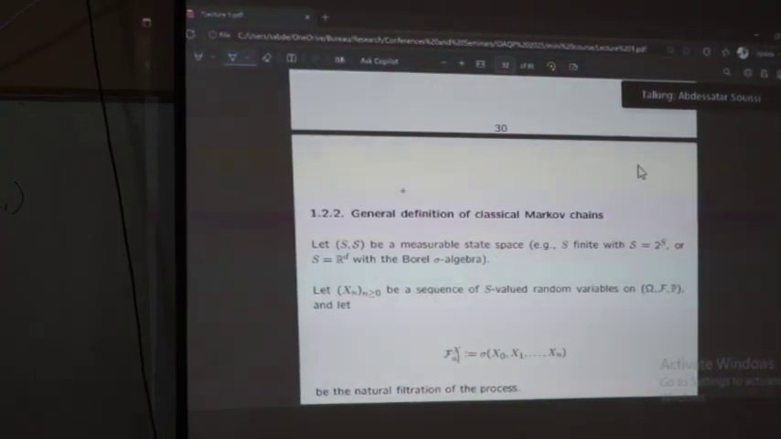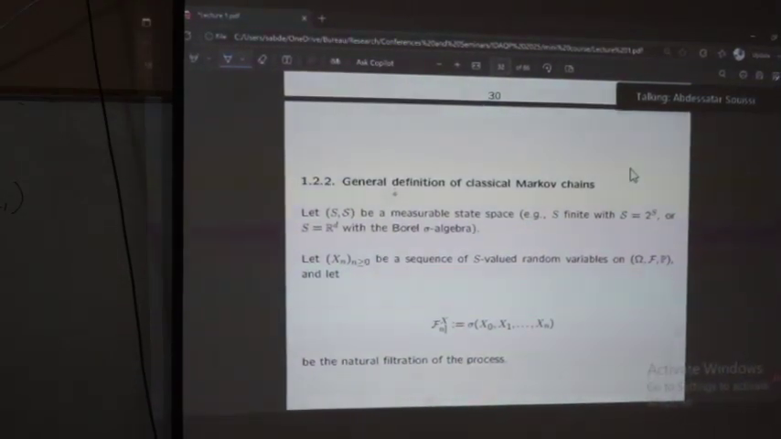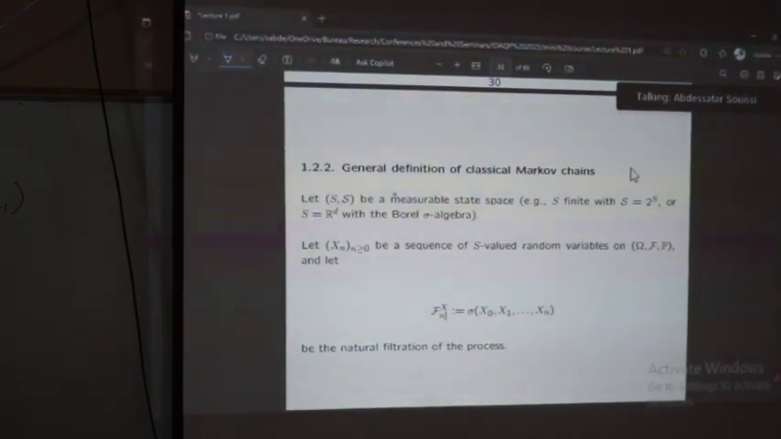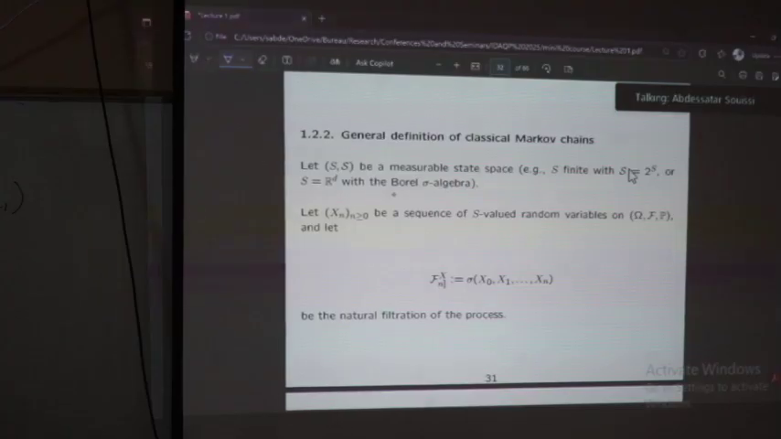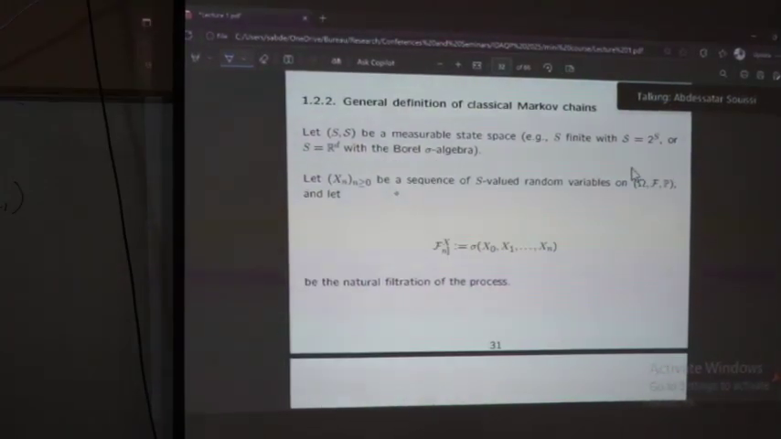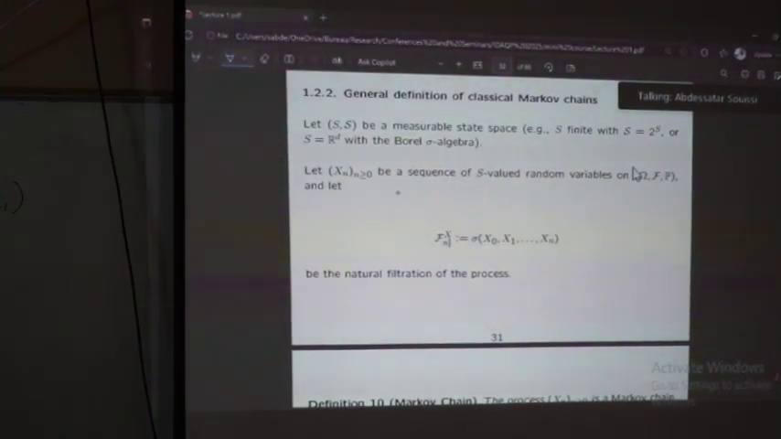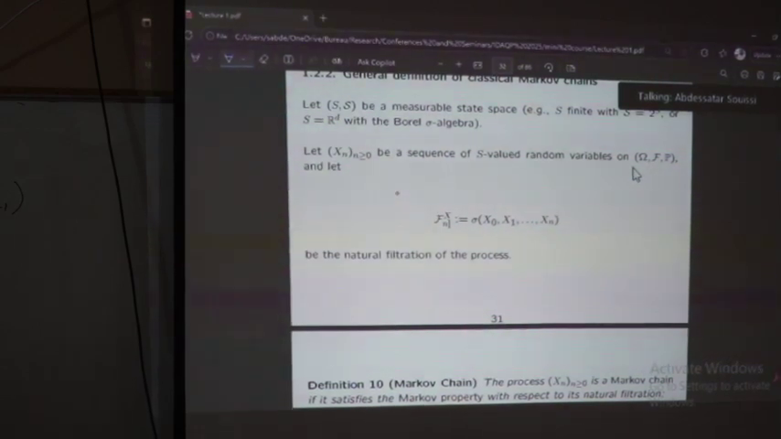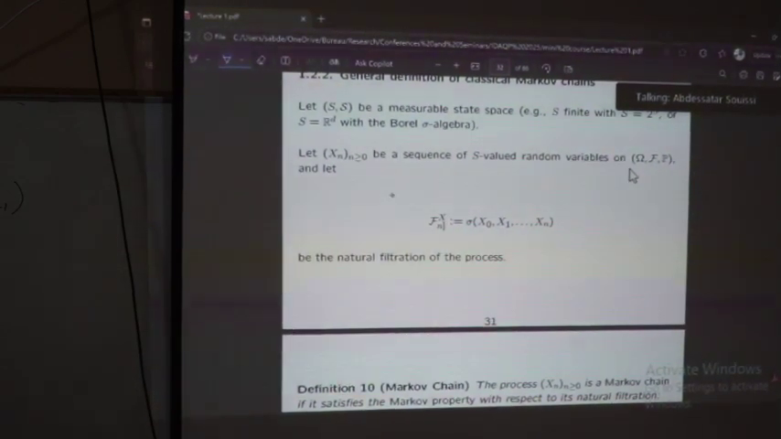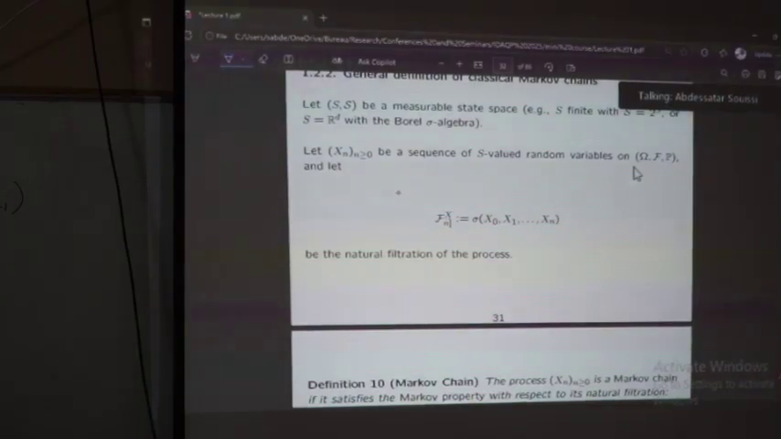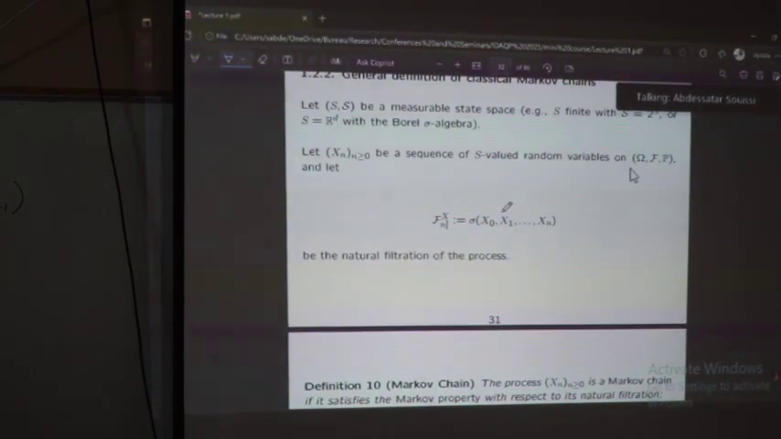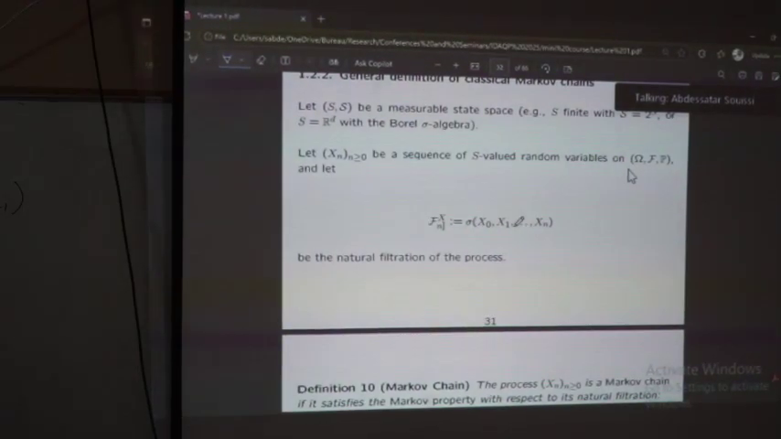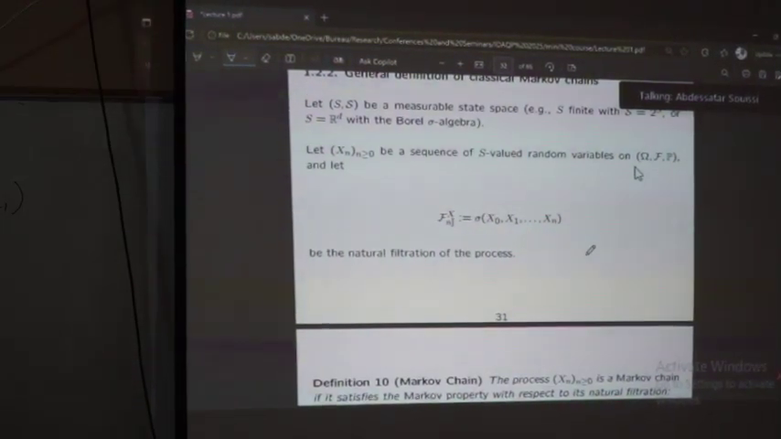Now we can reformulate the definition of Markov chain using conditional expectations. The usual Markov chain: Xn is a sequence of random variables taking values in S. It's just a sequence of random variables. Then we consider the natural filtration, where Fn^X is the sigma algebra generated by the first n plus 1 terms of the sequence, the sigma algebra represented by X0, X1, ..., Xn.